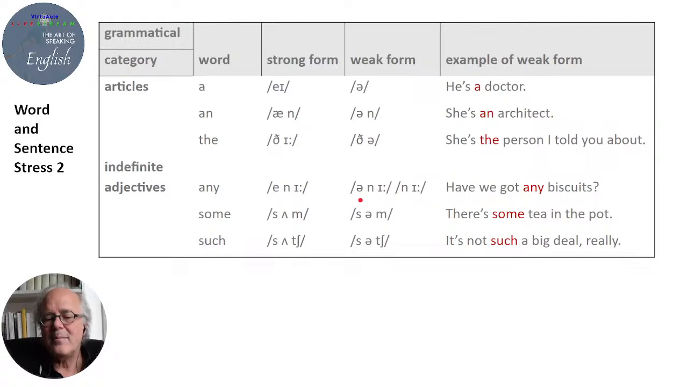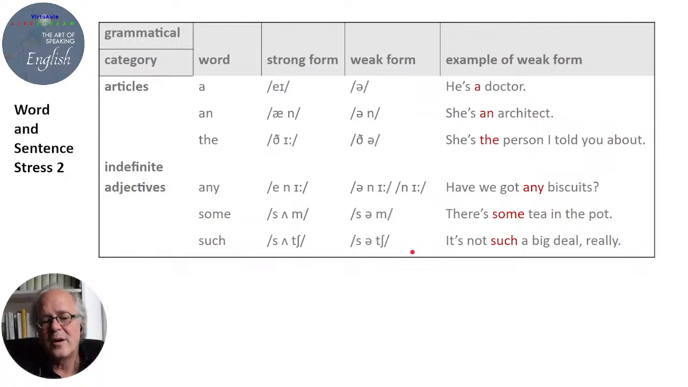Any. Have we got any biscuits? And it can be just 'ni'. Got any biscuits? Some. There's some tea in the pot. Some gets changed to 'some'. There's some tea. Such. It's not such a big deal, really. Such gets very shortened. It's not such a big deal. Such a big deal. Very fast.